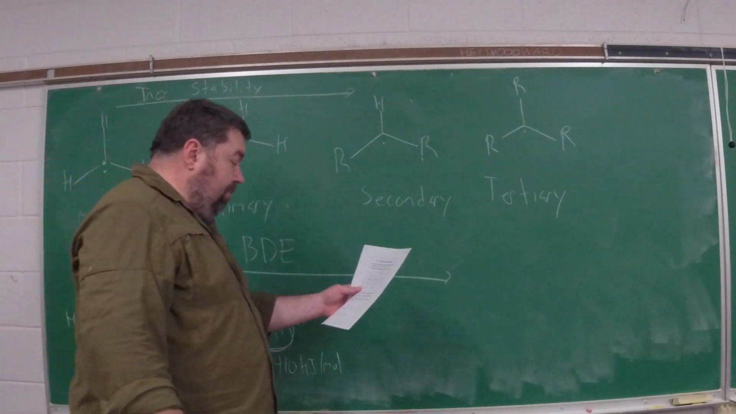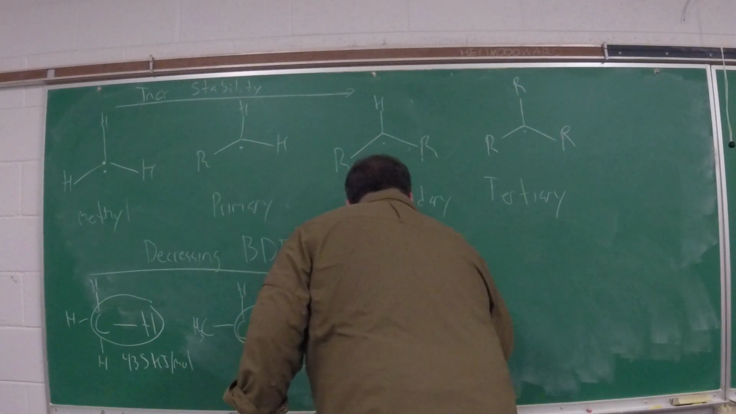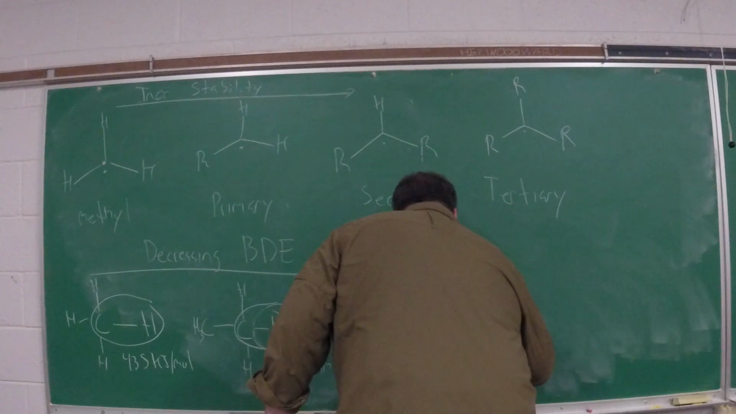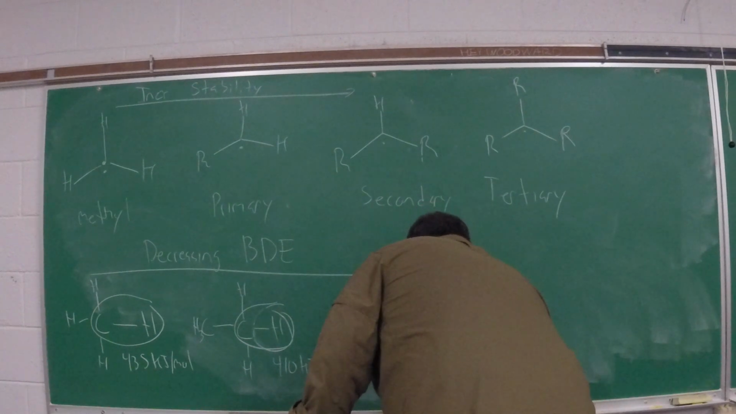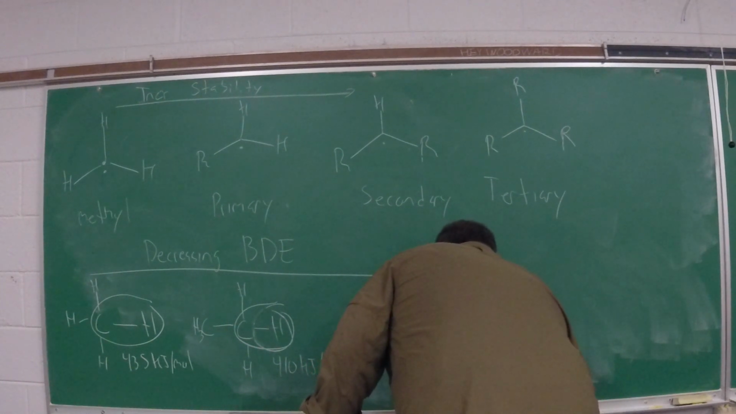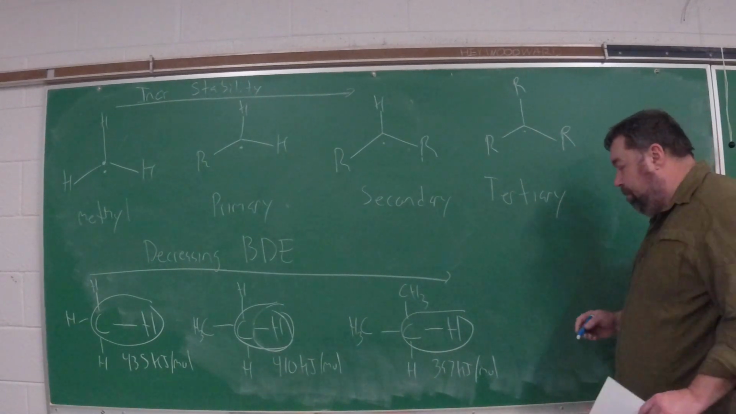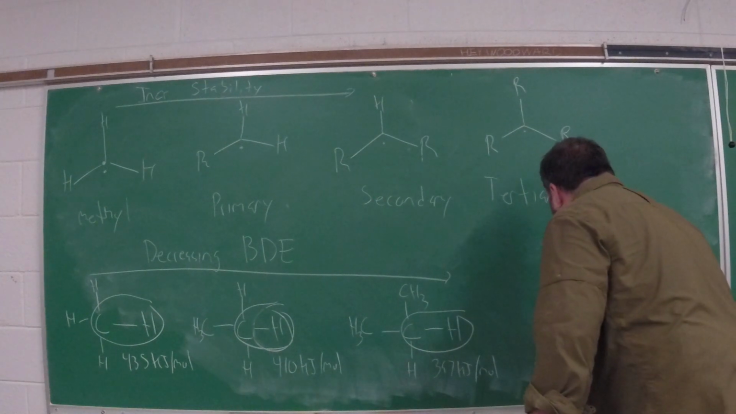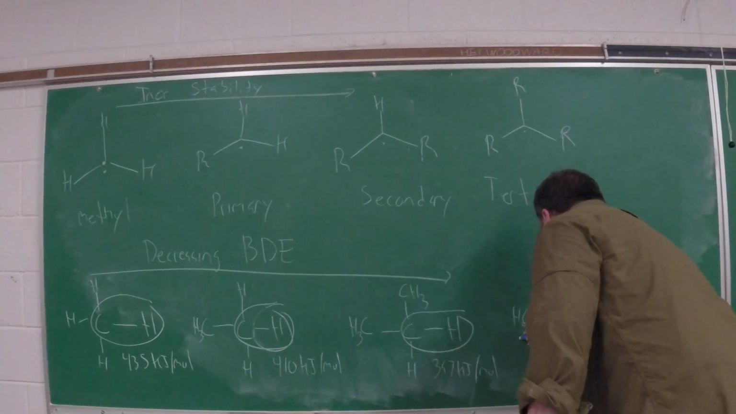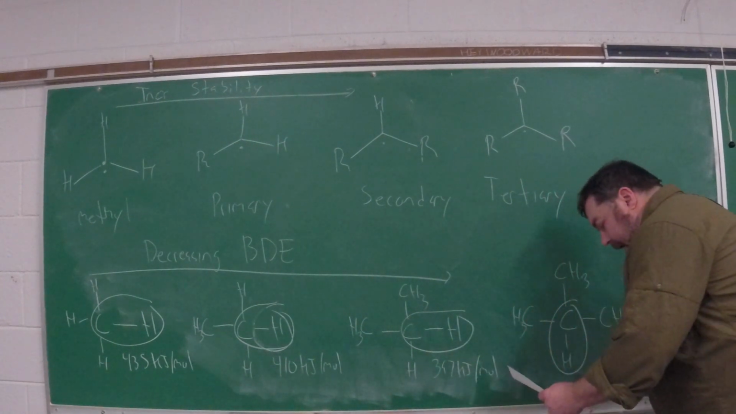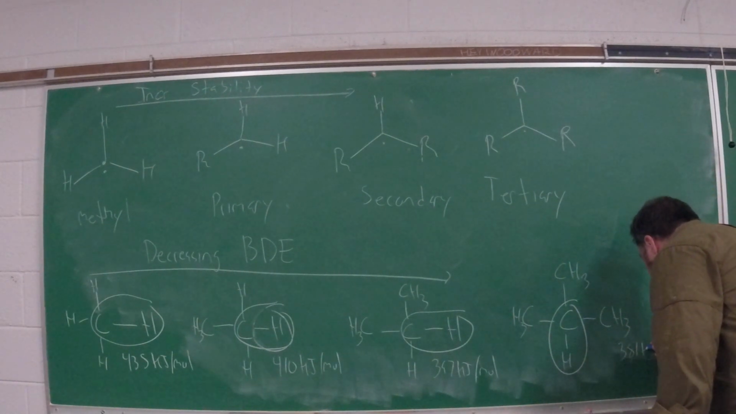Secondary then is going to be lower yet. That's only going to be 397 kilojoules per mole. And finally, tertiary will cost the least amount of energy of all. And to break that carbon-hydrogen bond will only be 381 kilojoules per mole.